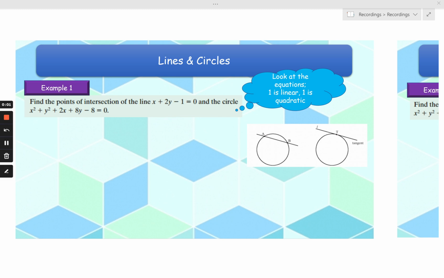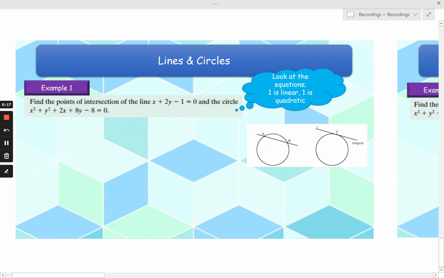Welcome back guys, and in this tutorial we're going to be looking at lines and circles. Specifically, we're looking at the difference between a chord and a tangent and how to find the point of intersection of a chord or a tangent.